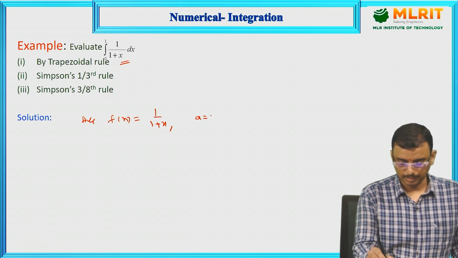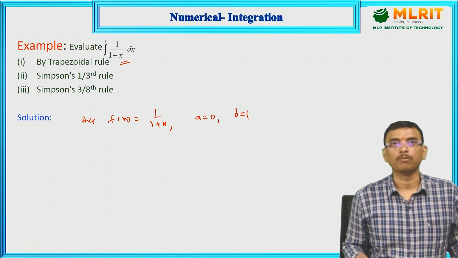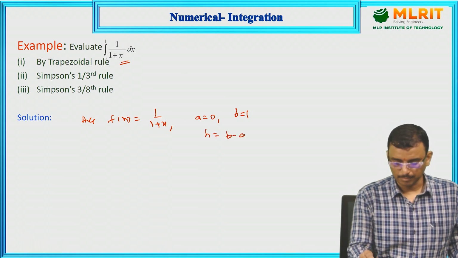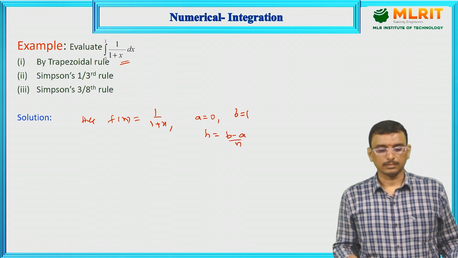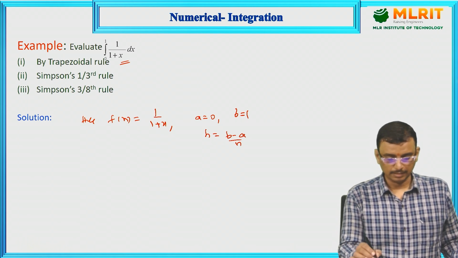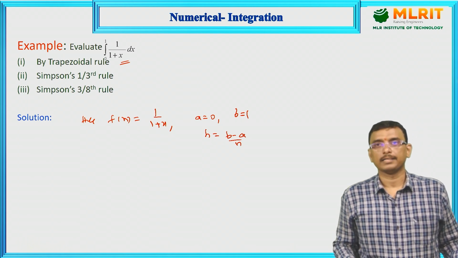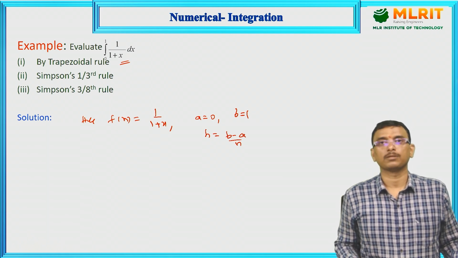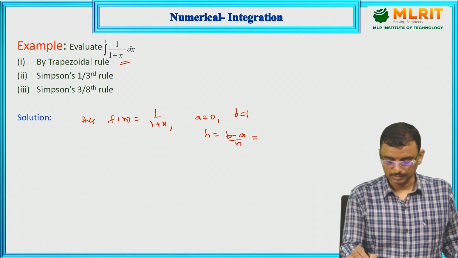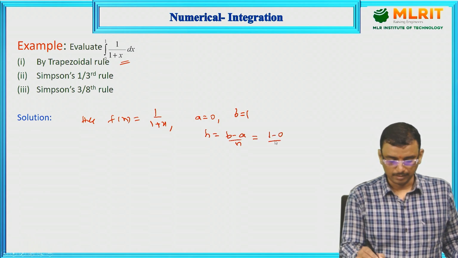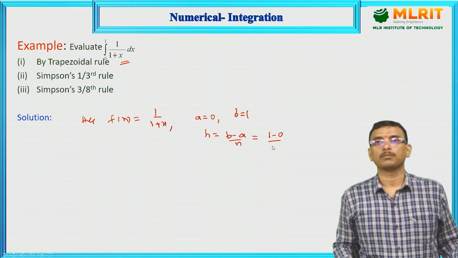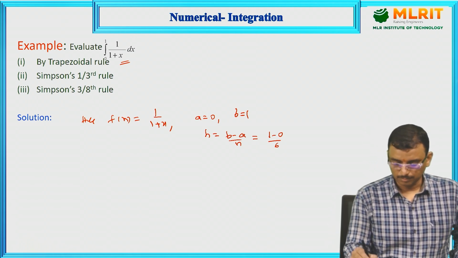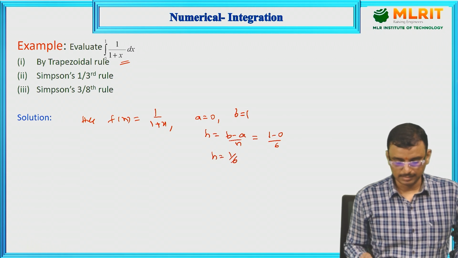The integral's lower limit a is equal to 0 and b is equal to 1, and the interval difference h is equal to (b minus a) by n. So we are taking the length of the interval, b minus a, and dividing it into an equal number of intervals, n. So h is equal to (1 minus 0) by n. What is n here? We can take multiples of 3, so here I am taking n is equal to 6. Now h is equal to 1 by 6. The interval difference is 1 by 6.